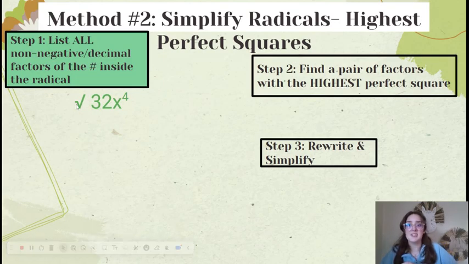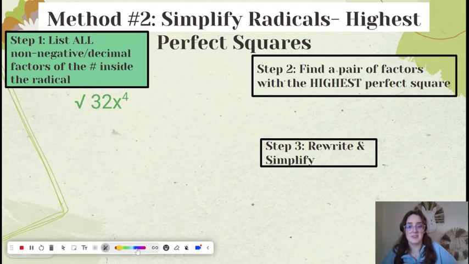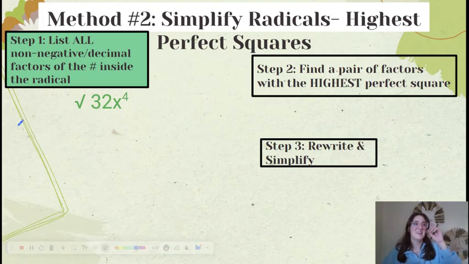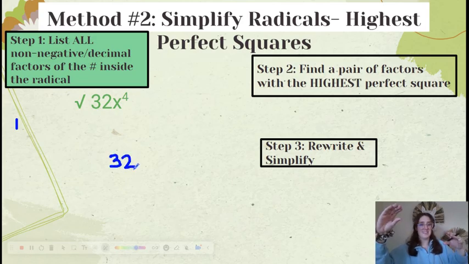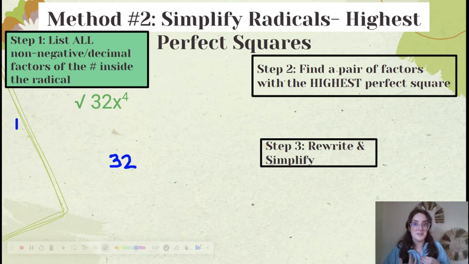All right, step 1 is to list all non-negative or decimal factors of the number inside the radical. And we're like, we got this, because we've done this before for Cougar math skills, right? We're listing out all the different combinations we can multiply to get this number. So we start with 1 and itself, and then I go down the line until we come full circle. This is my method of staying organized. Again, if you have a different way of listing out all the factors, you do that.